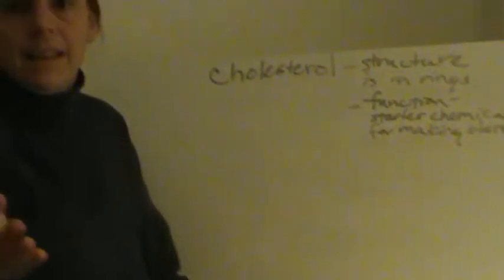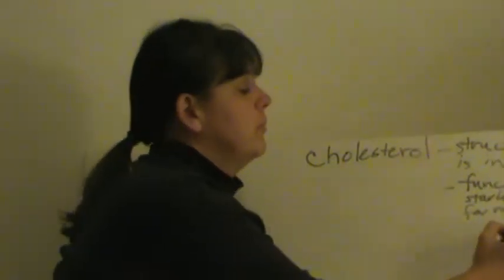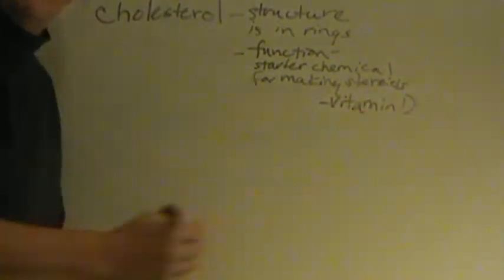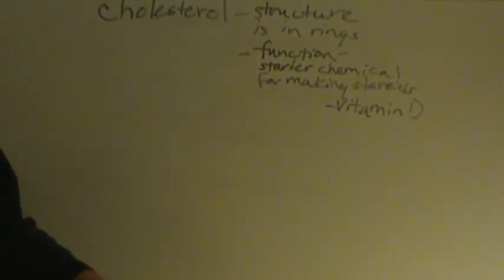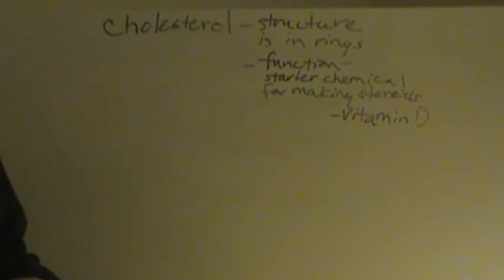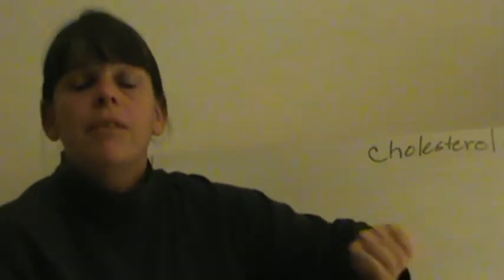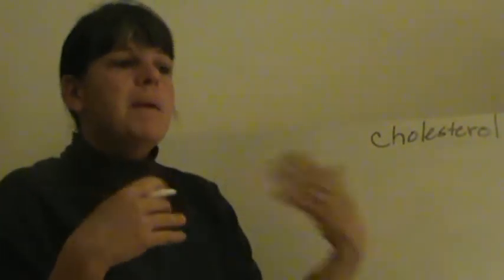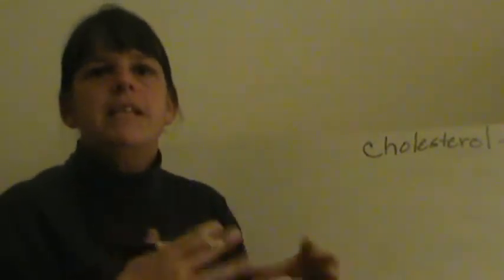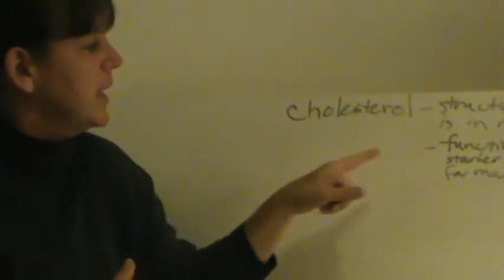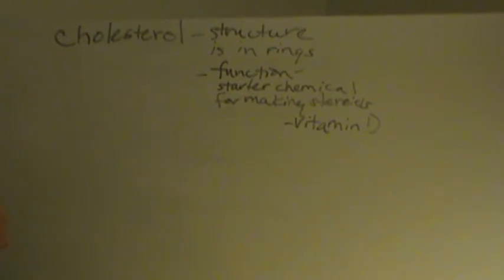So that's one of the key things. It also is a starter chemical for vitamin D. Vitamin D is a very important nutrient that we use, and especially those of us in the Northwest who may not get enough sun sometimes have to take supplementary vitamin D to make up for the fact that we don't have enough naturally, because it does rely on some sunlight for the synthesis of vitamin D. So we have cholesterol, the structure is in rings, and the function is that it is a starter chemical.